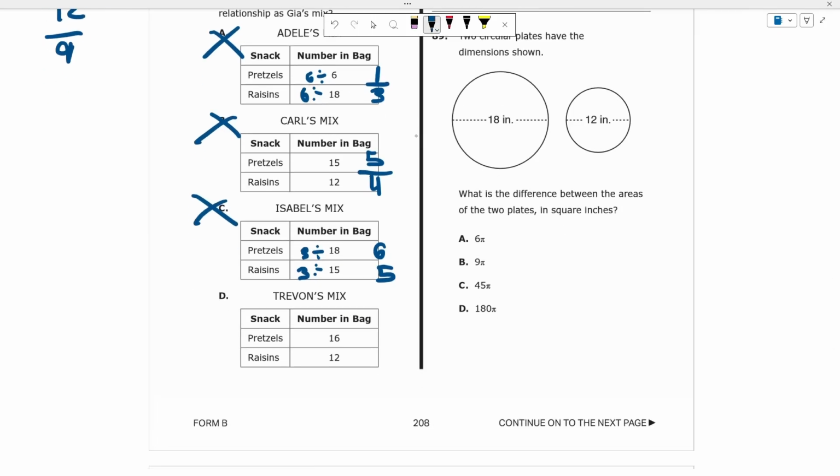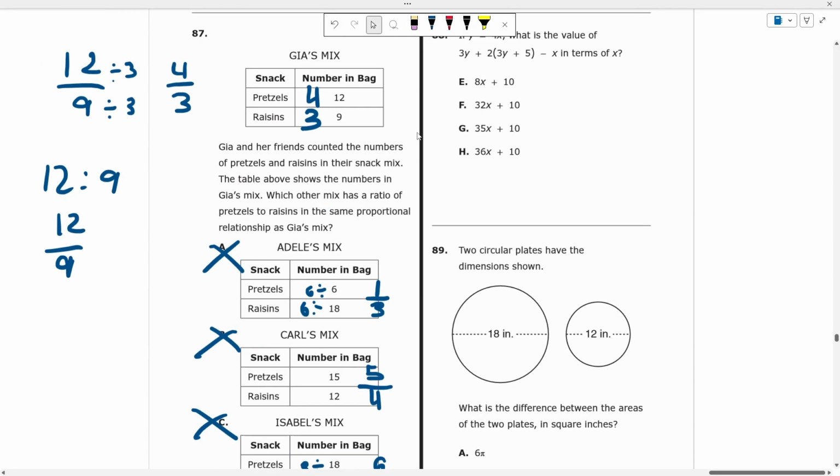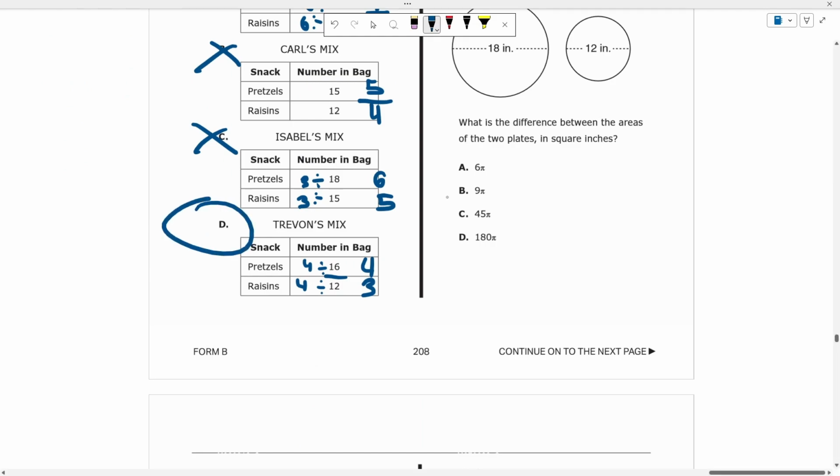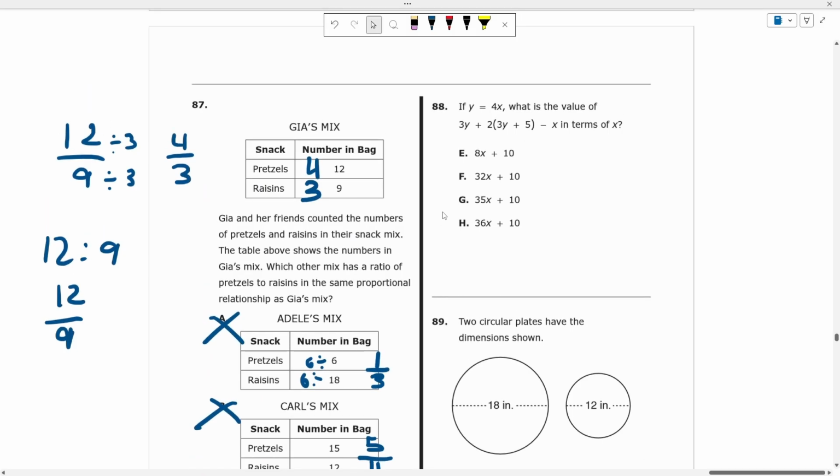And choice D, if you divide both sides by 4, or just treat this as a fraction, this actually simplifies into 4/3. Now, didn't we simplify this into 4/3? That means that Trevon's mix has to be the correct answer here, because it follows the same proportion, right? 4 pretzels for every 3 raisins. Or it simplifies into the same number or the same fraction as that.